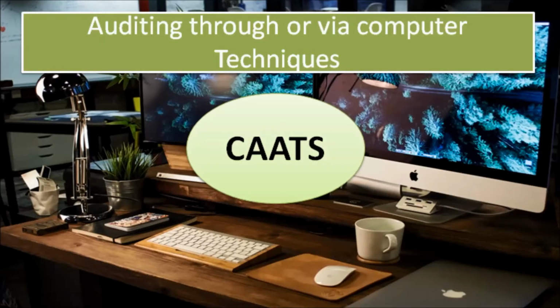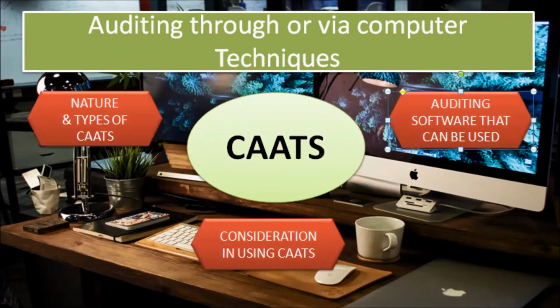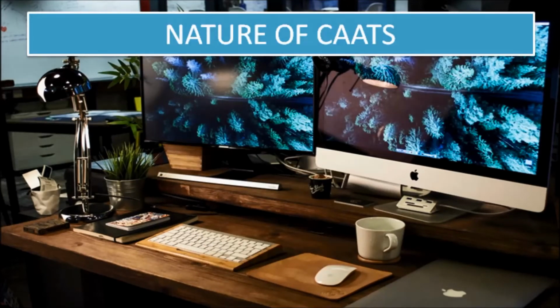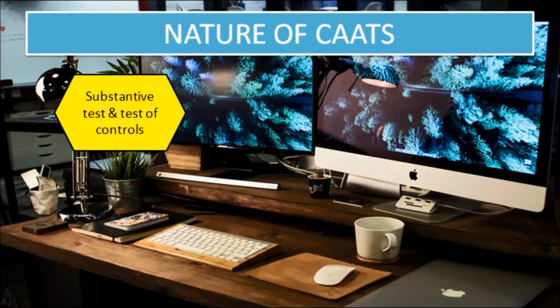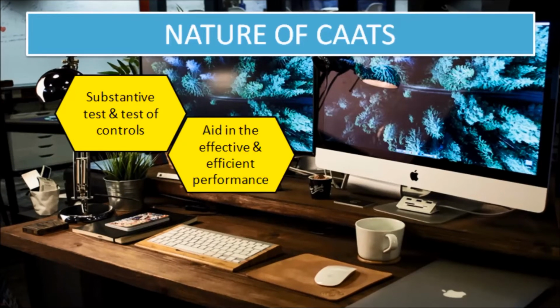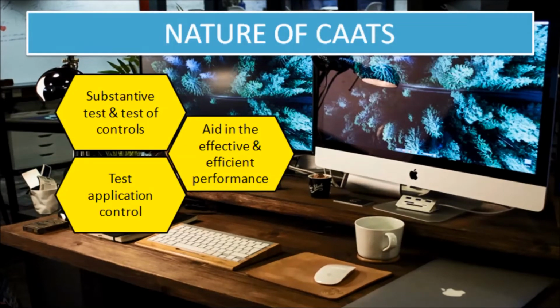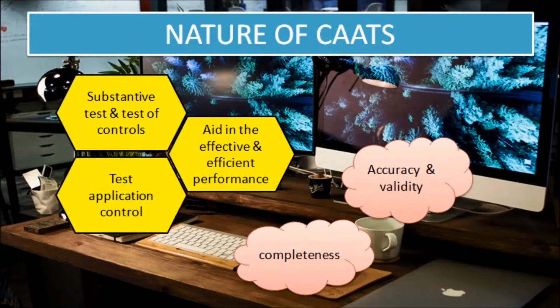Next is auditing through or via computer techniques. Under Computer Assisted Audit Technique, CAAT, it will cover the nature and type, the consideration of using CAATs, and auditing software that can be used. Nowadays, many companies use CAAT because of the substantive test and test of control, and it also aids in effective and efficient performance. It also enables the company to test application control such as completeness, accuracy, and validity.